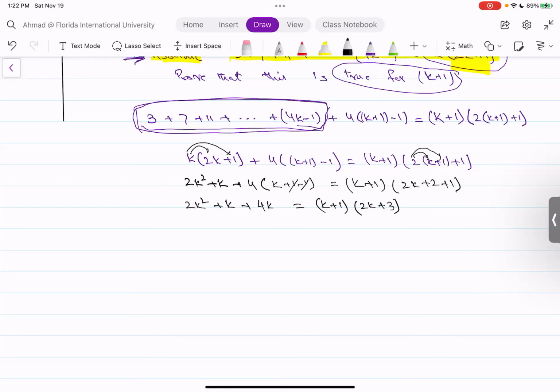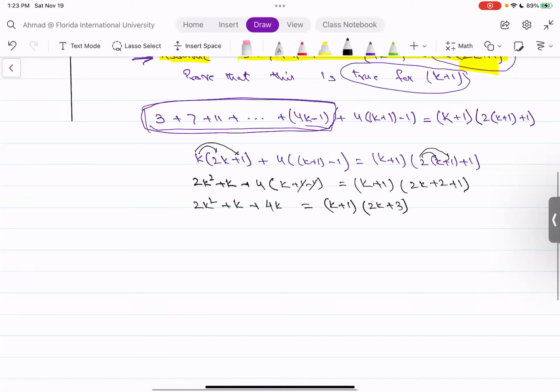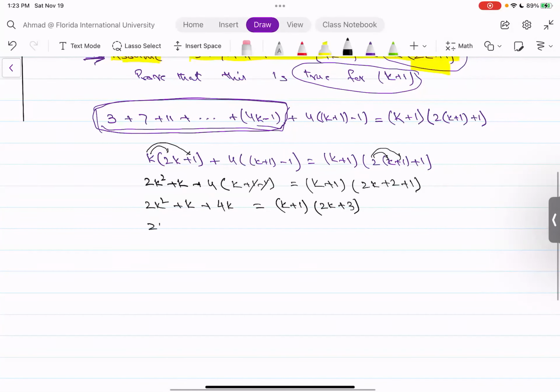Now on the left hand side, let me just do some arrangement. I'm going to say 2k square plus 4k plus k. That's all fine, right? So we are able to find this value. Okay, let's see what we have done.